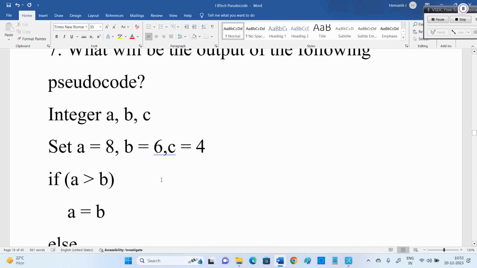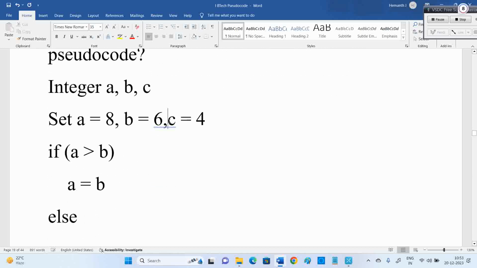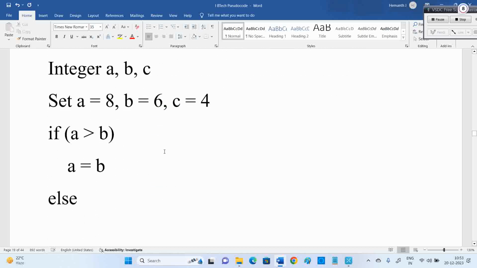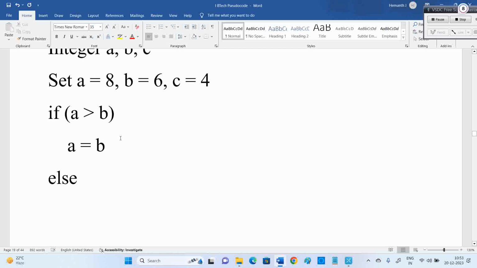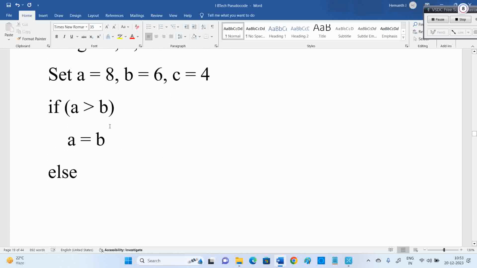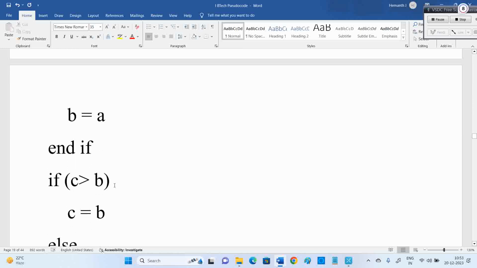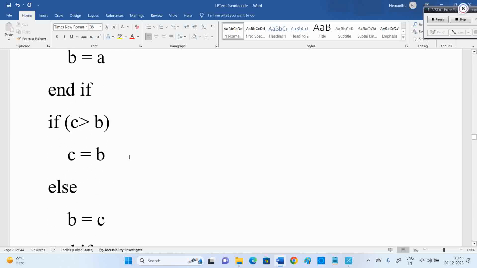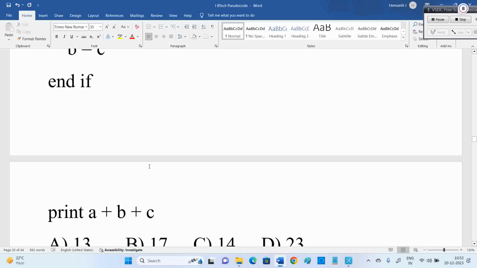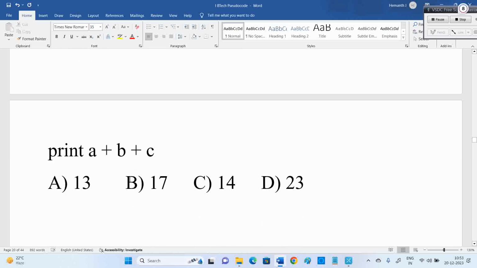What will be the output of the pseudocode? They given A, B, C values as integers and they are setting. Now they given conditions. If A greater than B, then A equal to B, else B equal to A. Then C greater than B, C equal to B, otherwise B equal to C. And finally print A plus B plus C.